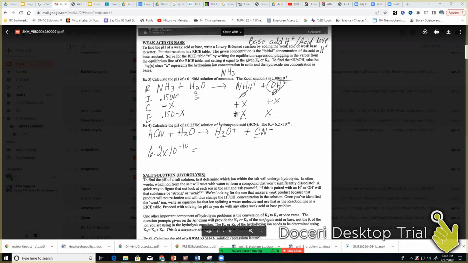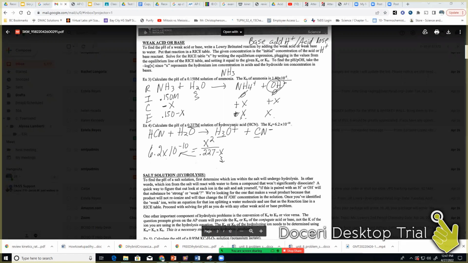If we set it up, we don't know the concentration of that, so that's going to be x squared, and on the bottom I'm going to have 0.227 minus x. I just skipped all that because we have the same pattern going on. Then you would bring your 0.227 up and take the square root of each. Once again, if I was really taking my AP test, I would probably make a little note right there: x is negligible in this problem.